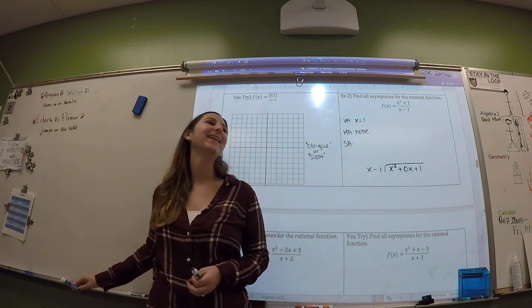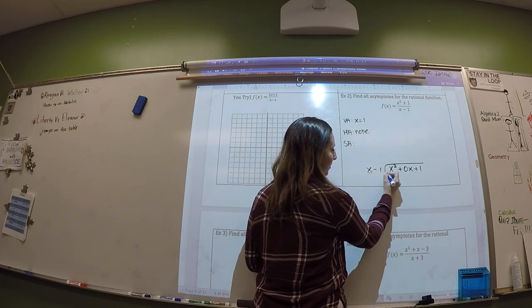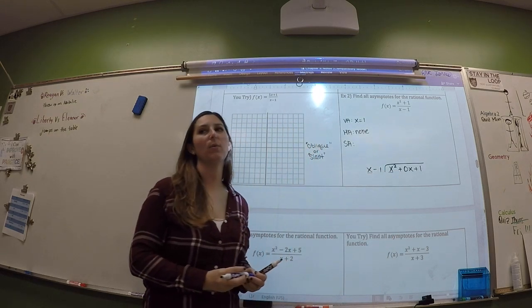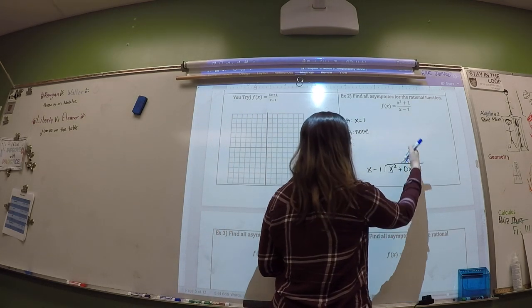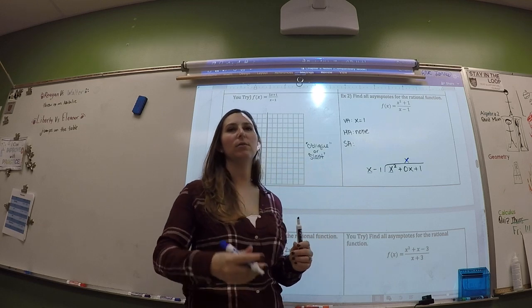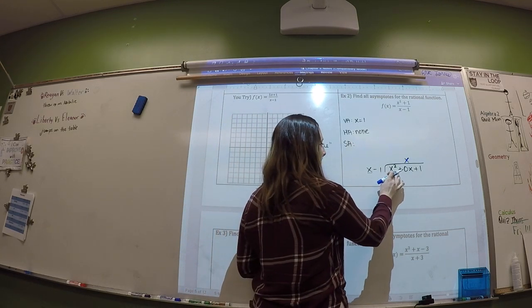Alright, so to do long division, we have to ask ourselves, what do we multiply x by to get x squared? X. And so that's what we put here, and that's why I like to add that middle term, so I have somewhere to put it. And then what we do is we multiply.